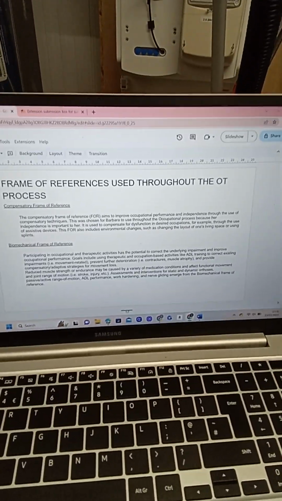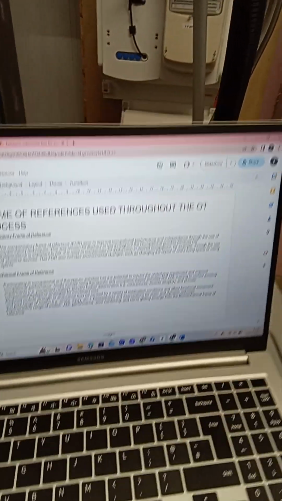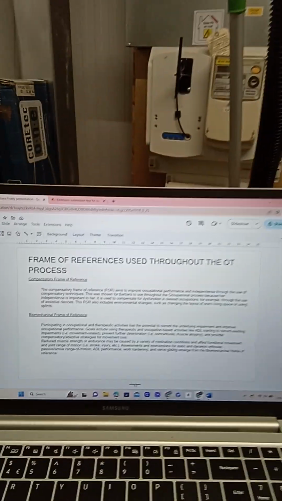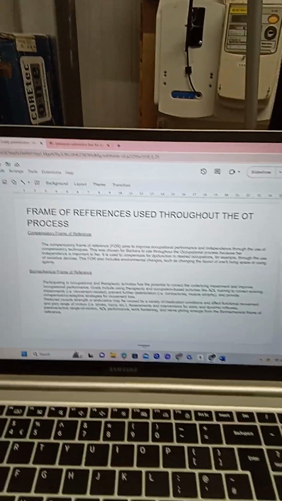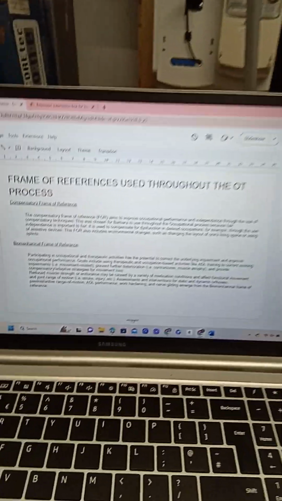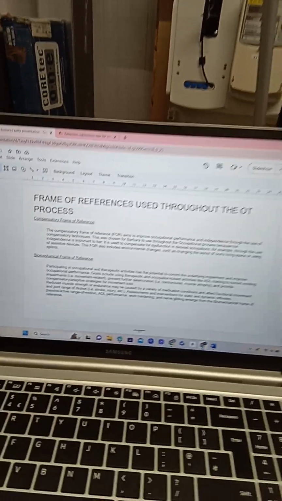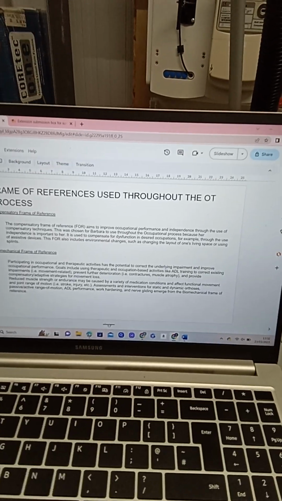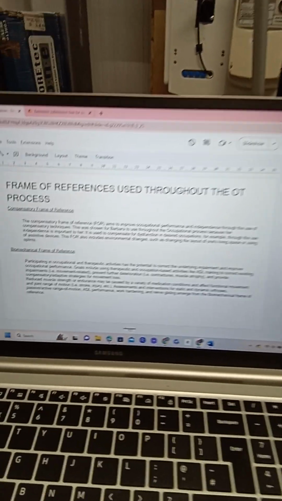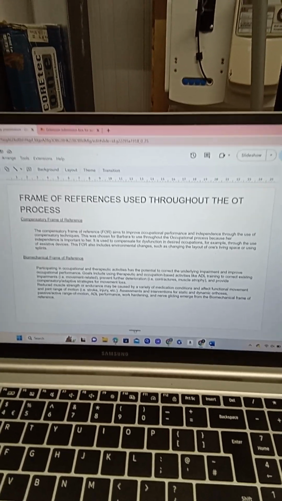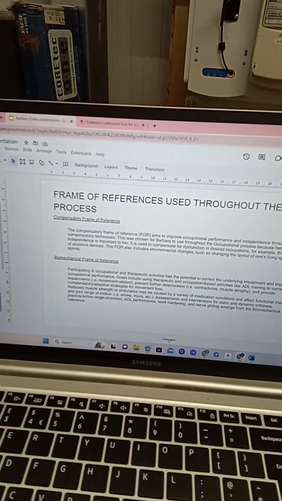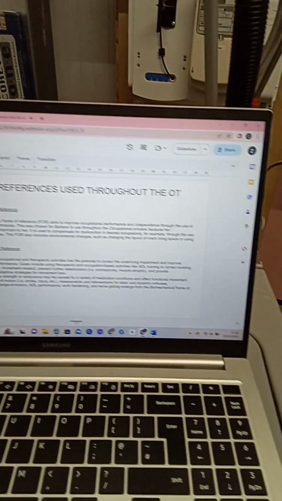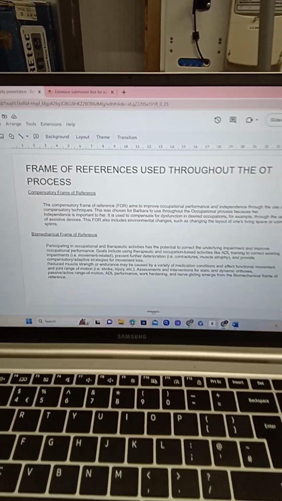So goals include using therapeutic and occupational-based activities, which is what we want to do after she's had a fall, to improve her mobility a little bit more and to reduce that anxiety if she has it, or to reduce recurring falls. So assessments and interventions for static and dynamic orthosis, ADL performance, work hardening and nerve gliding emerge from the biomechanical frame of reference. This can all be caused by medical conditions as well, so from the frailty.